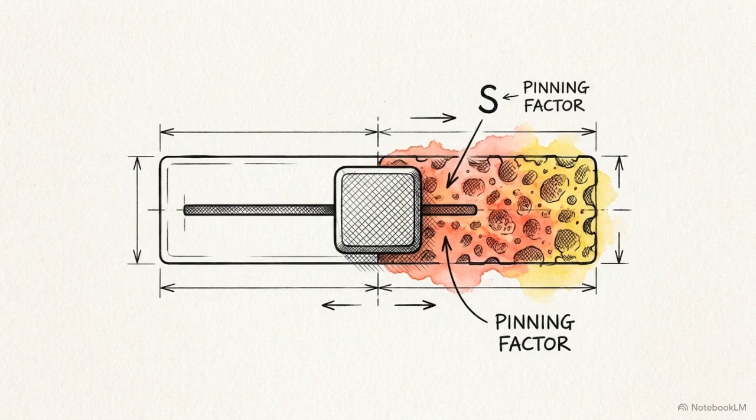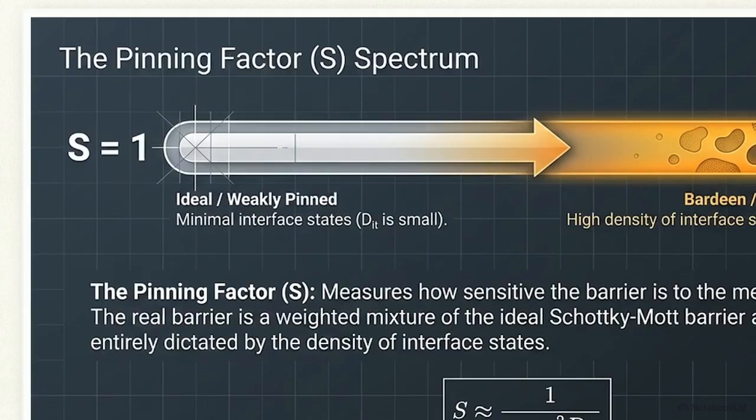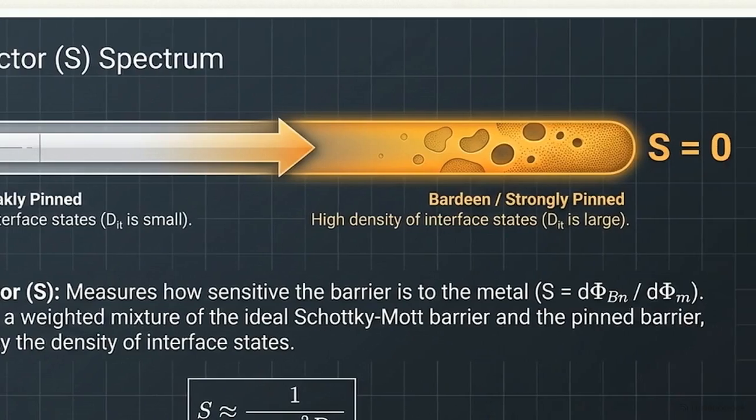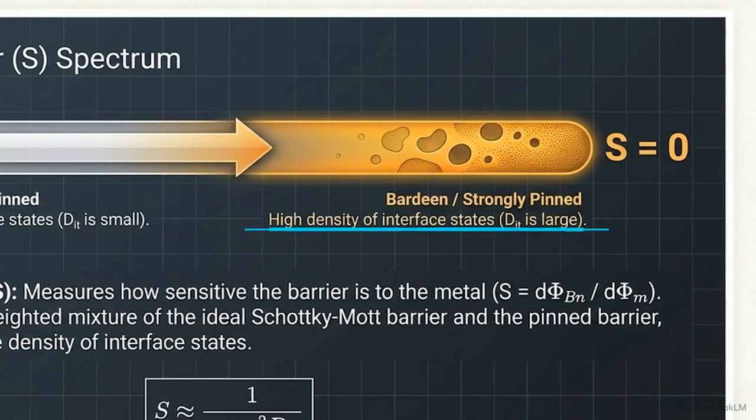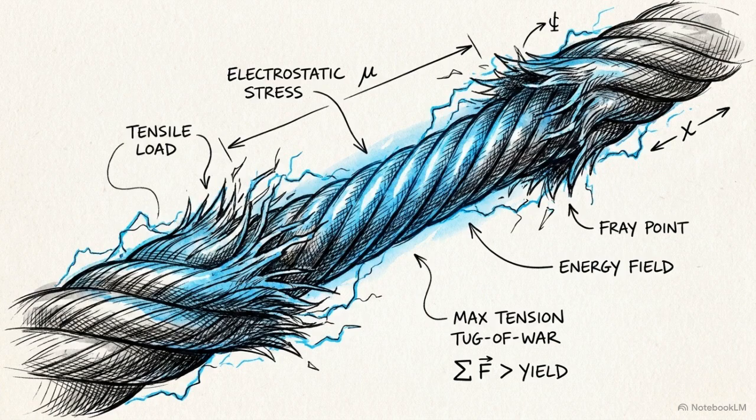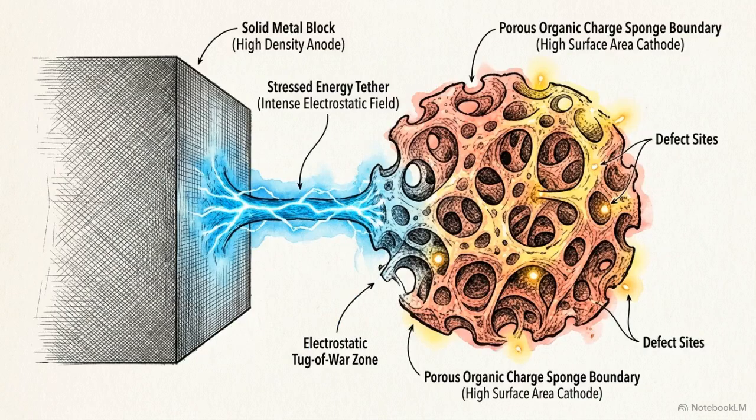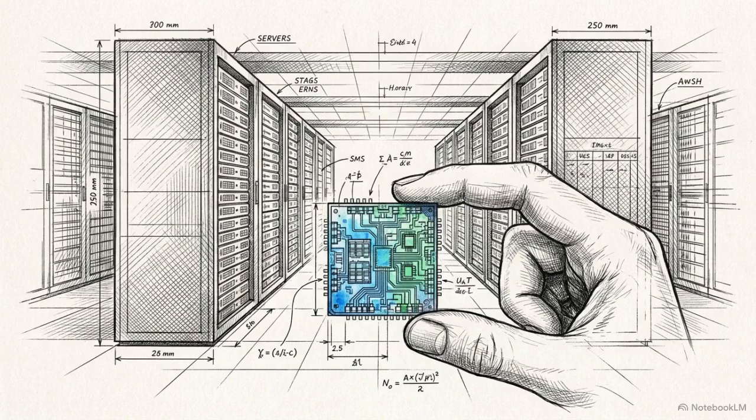To measure just how heavily a specific interface is pinned, engineers calculate a mathematical metric called the pinning factor, denoted by the letter S. This spectrum graphic shows the extremes. A pinning factor of 1 means the interface is clean and ideal. A pinning factor of 0 means the interface state density is so high that your choice of metal is completely irrelevant. Every real-world contact is an electrostatic tug-of-war. The true barrier you measure is a weighted mixture of the metal's ideal work function and the stubborn gravity of the charge neutrality level. This physics creates devastating practical consequences for any engineer trying to optimize a modern circuit.